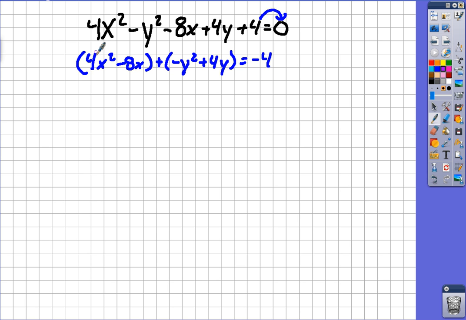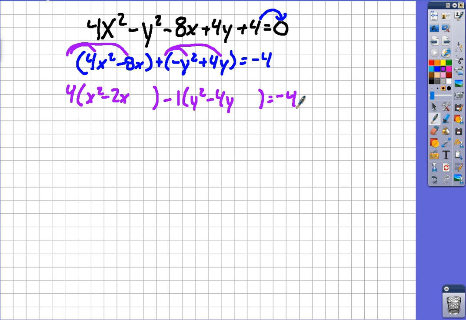Next, we're going to factor this 4 out. And so we're going to have 4 times x squared minus 2x, because 4 times minus 2x is the minus 8x. And then leave a space for completing the square. Now here we're going to factor out -1, that leading coefficient, -1 right there. So minus 1 times y squared minus 4y, because I took the -1 out, leave a space, equals -4.